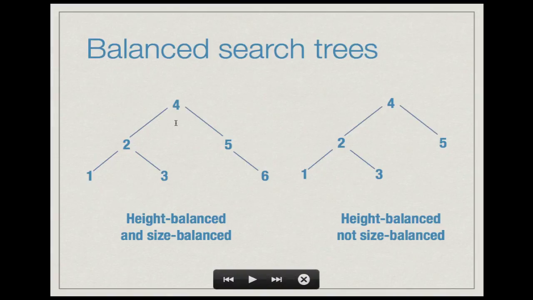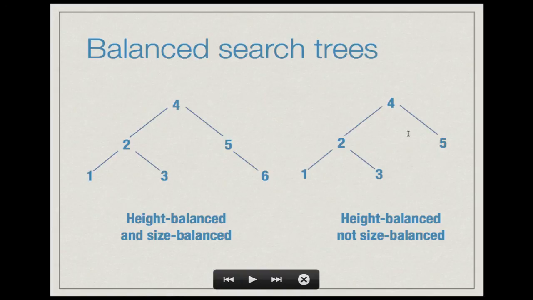It is also true that height balance is maintained, because on the left, if you take the overall tree, the left subtree is of height 2 and the right subtree is of height 2. If you take this tree, the left subtree is of height 1 and the right subtree is also of height 1. If you take this subtree, the left subtree is of height 0 and the right subtree is of height 1. So this tree maintains both height balance and size balance.